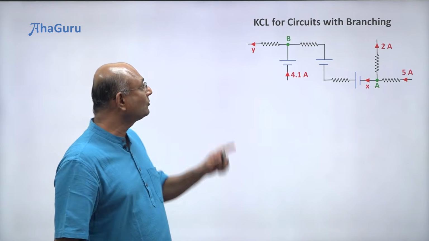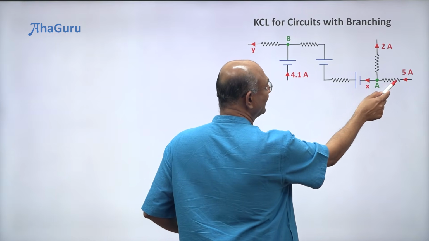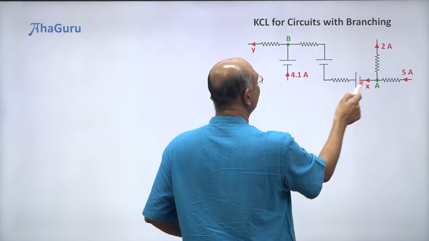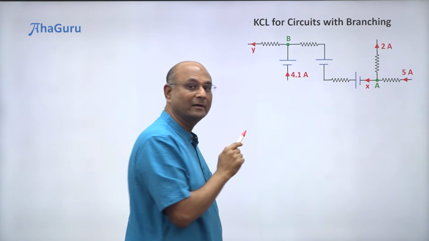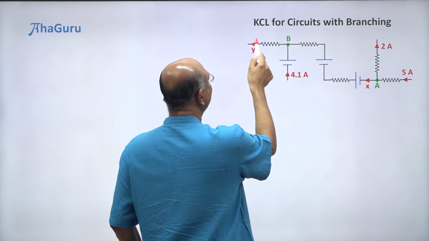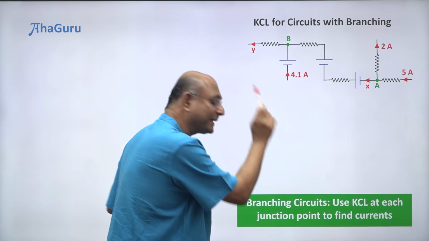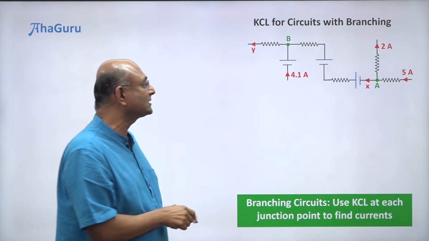Let us now learn how to use Kirchhoff's current law in circuits that have a lot of branching. Look at this. There is a branching here. There is a branching there. What do we do? I need to find this current X and I need to find this current Y. Well, actually it's quite easy. You just apply Kirchhoff's current law at each of the junction points.